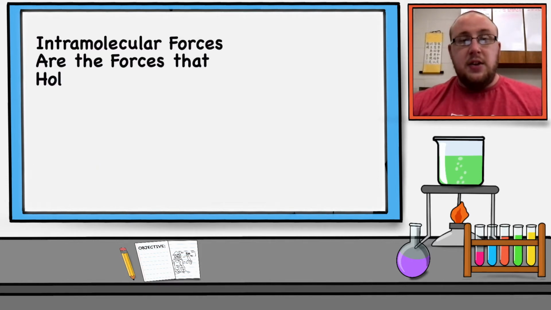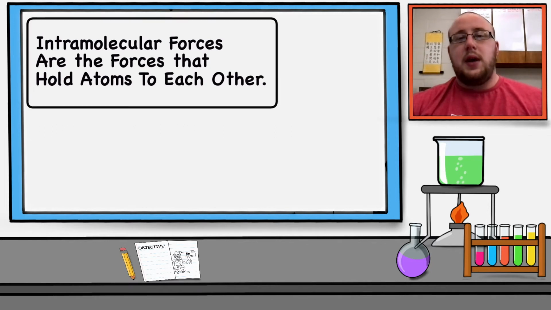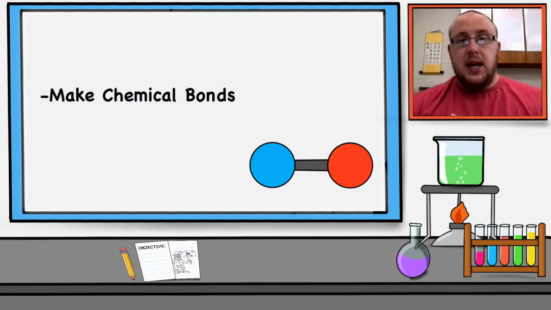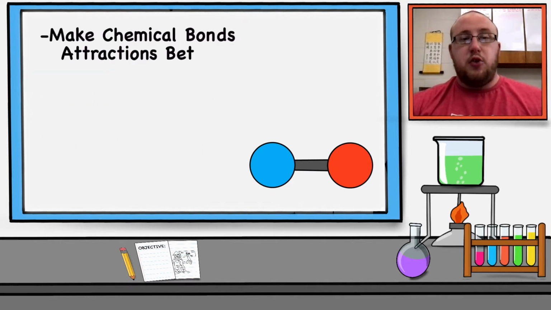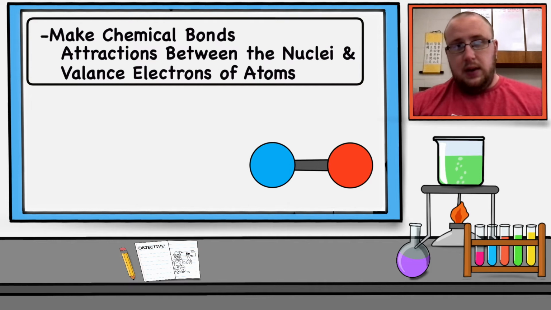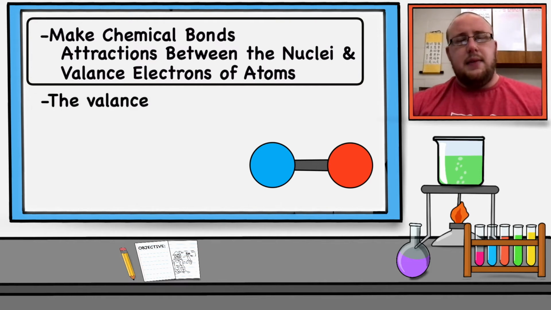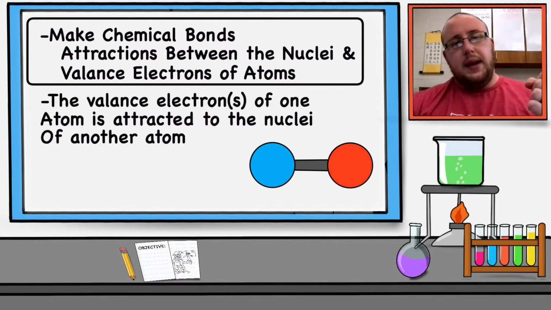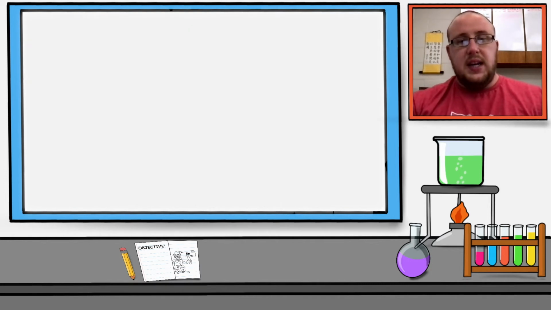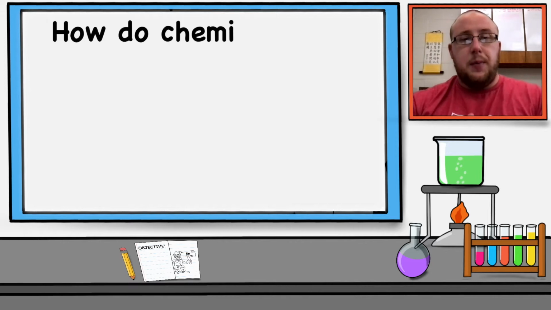In other words, intramolecular forces are forces that hold atoms to each other. These are the forces that make our chemical bonds. Chemical bonds are considered attractions between the nuclei and valence electrons of different atoms that bind atoms together. So in other words, the valence electron of one atom is attracted to the nuclei of another atom. Okay? With that understanding of a chemical bond, let's talk about how chemical bonds occur.